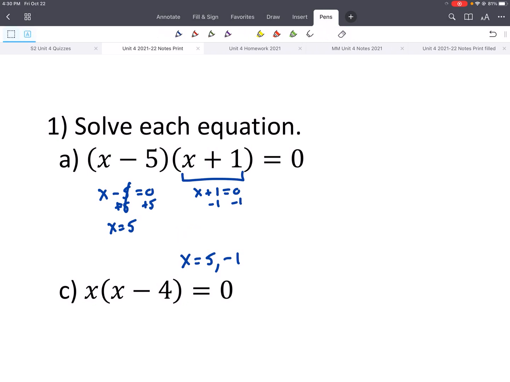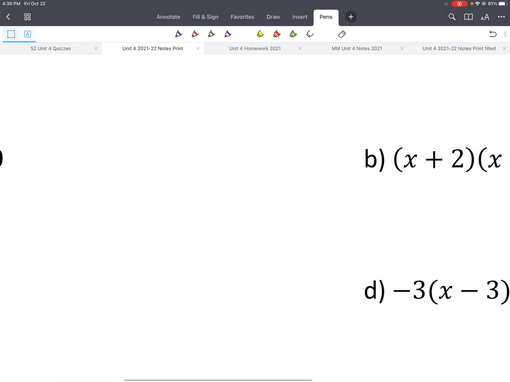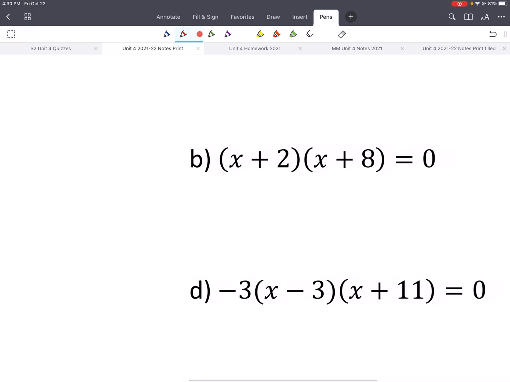You'll notice that it's just the opposite sign of what's inside those parentheses. Here's another example. Either x plus 2 has got to be equal to 0, or x plus 8 has got to be equal to 0. We would subtract 2 from both sides, and we get x is equal to negative 2, or we could subtract 8 from both of those, and we would get x is equal to negative 8.